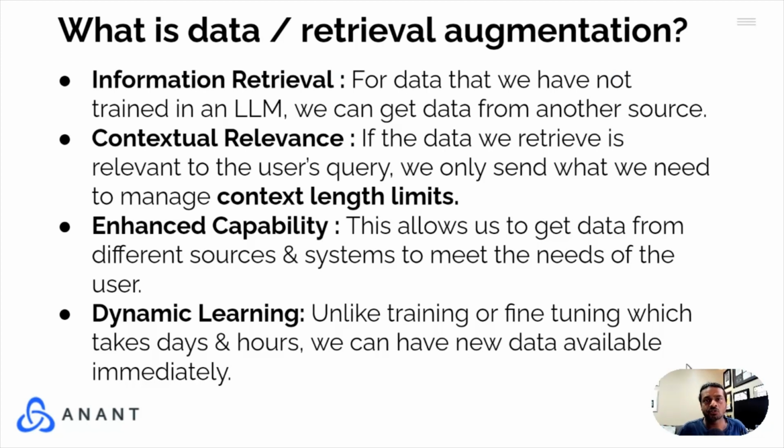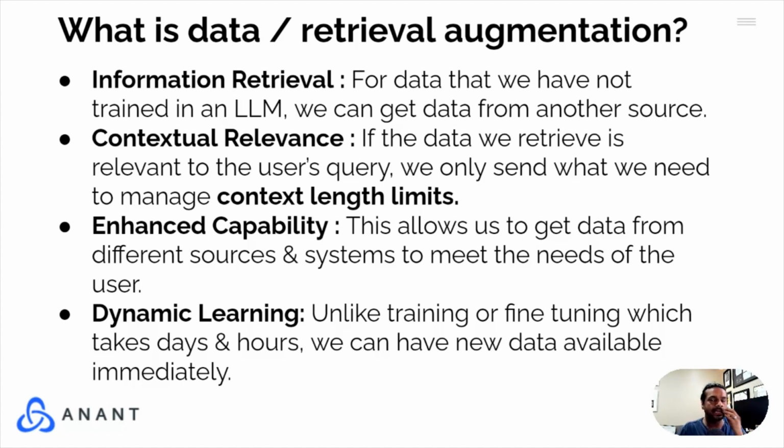What is data retrieval augmentation? It's basically using the core principles of information retrieval. We get the data that's not in the LLM, that it has not been trained on. For example, if you talk to ChatGPT about what happened today, it won't know because it hasn't been trained on today's data. It's been trained on whatever the last build was.